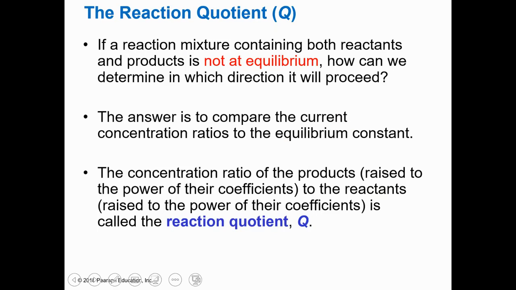All right. Now we're going to talk about our reaction quotient. This is something where our equilibrium expression is not in equilibrium. That's why it's called a reaction quotient. This uses initial values.